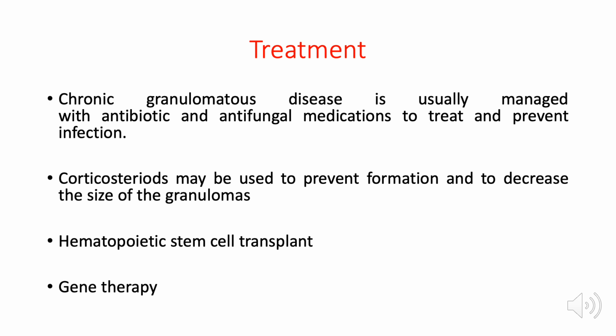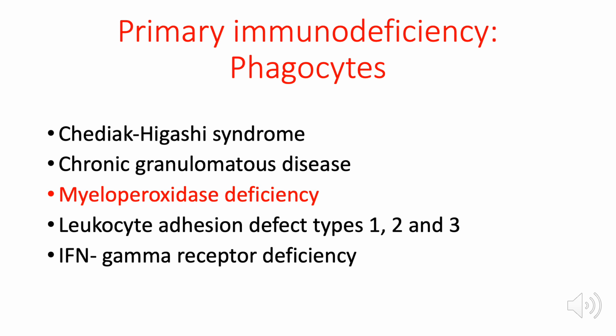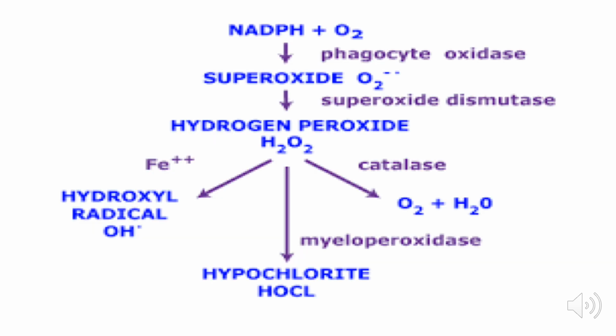And for the patient to have competent or functional phagocytes, you can subject the patient to bone marrow transplant or hematopoietic stem cell transplant. And in the future, if it will be approved, you can also suggest to the patient to undergo gene therapy. The third primary immunodeficiency disorder affecting the phagocytes is Myeloperoxidase Deficiency. Myeloperoxidase enzyme is the enzyme responsible for converting the hydrogen peroxide into hypochlorite.